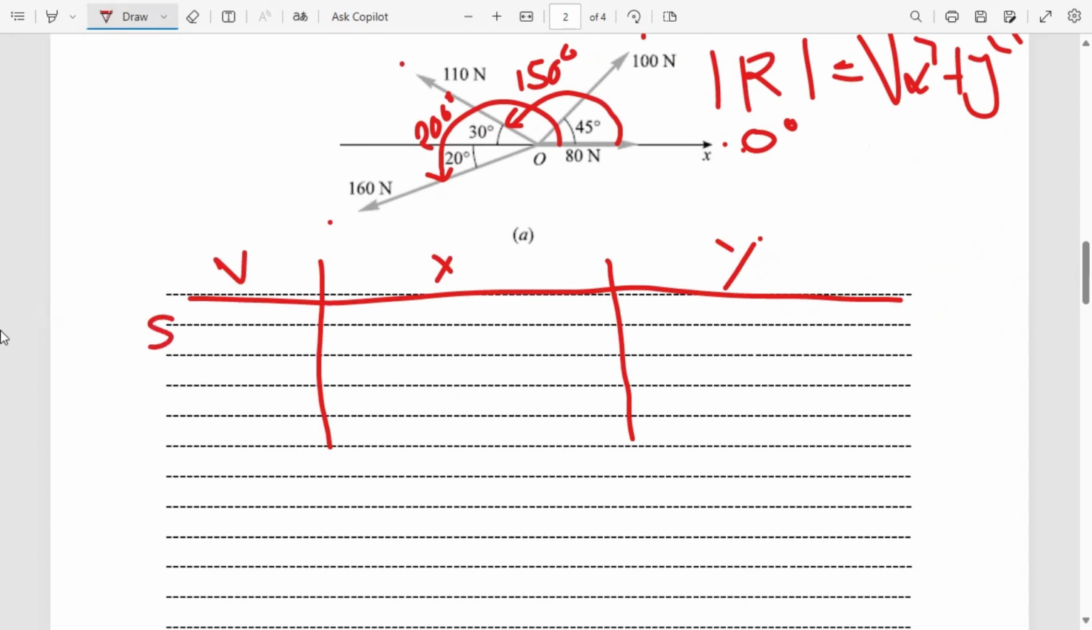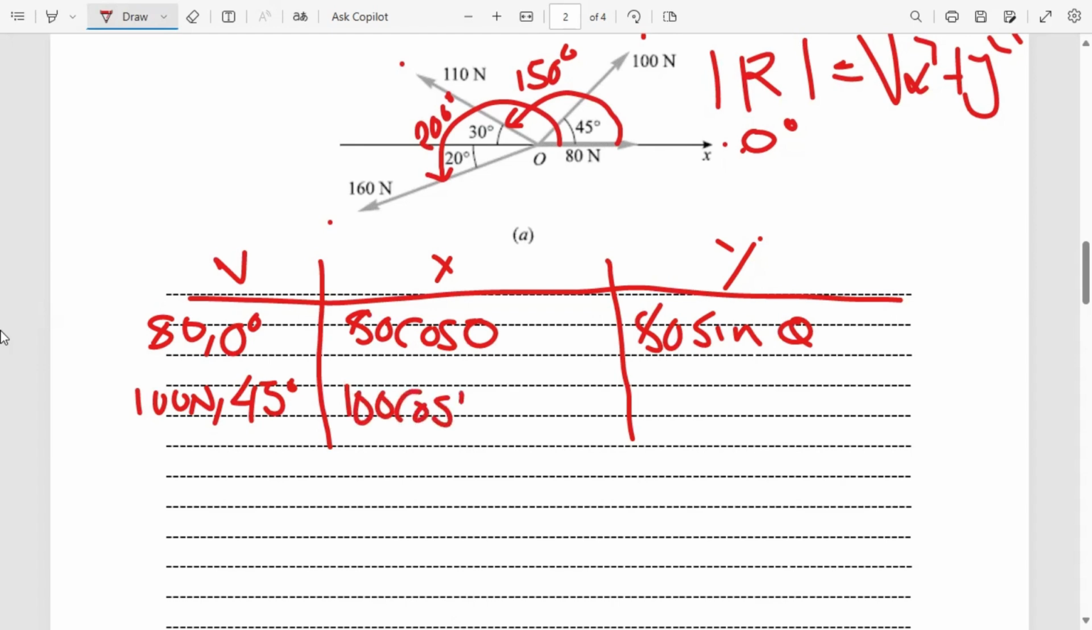I'm going to say the 80 Newton vector here, which is directed at 0 degrees, is going to have an x component. And since we are following the directions from the positive x-axis, the x component is automatically going to carry the cosine, whilst the y component is going to automatically carry a sine. So my x component will be 80 cos 0, whilst my y component will be 80 sine 0. What other vector do I have? I have a 100 Newton vector directed at 45 degrees from the positive x-axis. The x component will be 100 Newton cos 45, whilst the y component will be 100 Newton sine 45, like that.